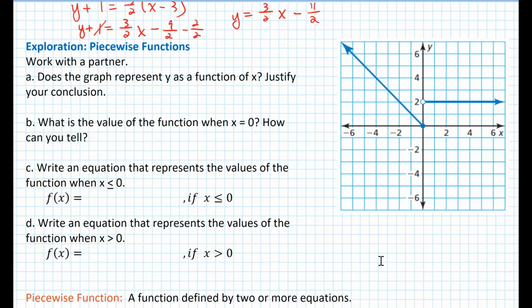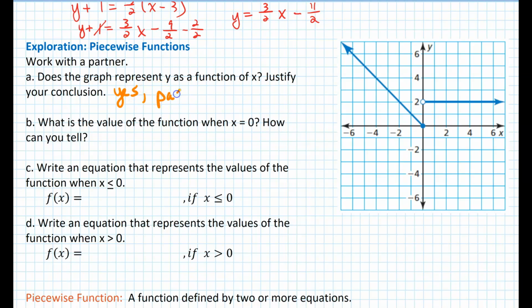The big question is, does this represent a function? No. No? Wait, yes. Yes, why? It passes the vertical line test. Yeah, it passes the vertical line test. So again, if we have a graphic display, then the vertical line test is a great method for testing if it's a function.